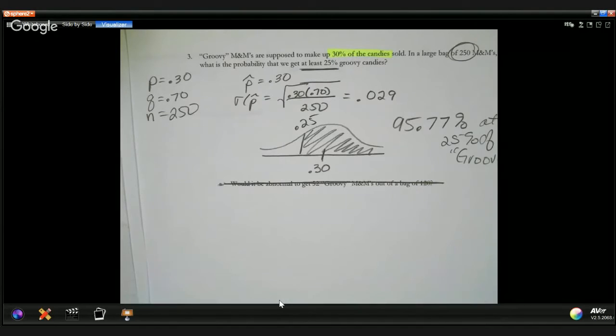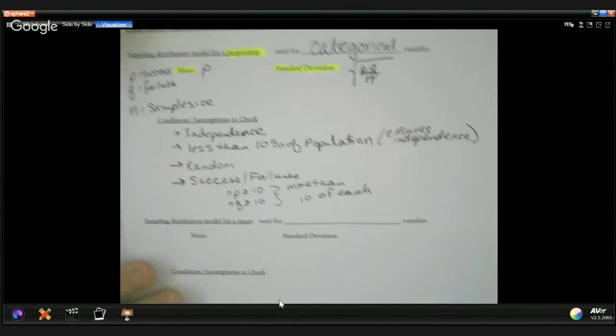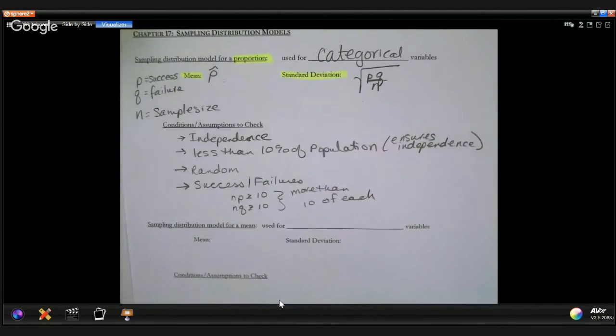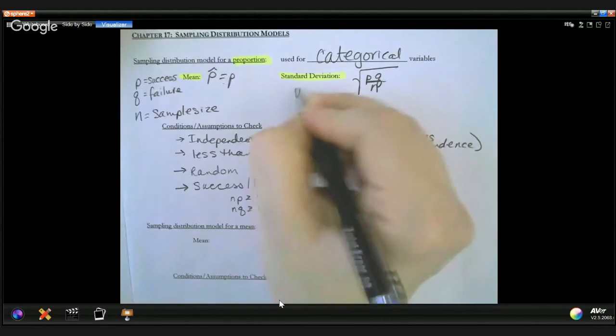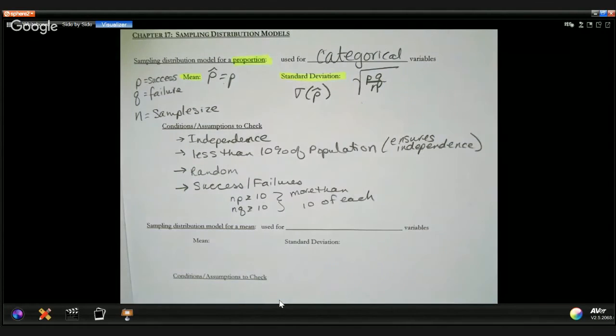Okay, so when you're doing these problems, remember the first thing you need to do is check for your independence and your less than 10%, and then if it's random, and then success failure, and then you need to do the mean. And so remember, the mean is the P, which is just the probability, and our standard deviation is the sigma of P hat, which is the predicted standard deviation.